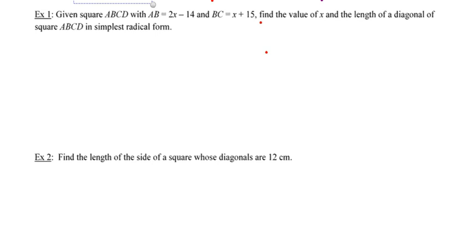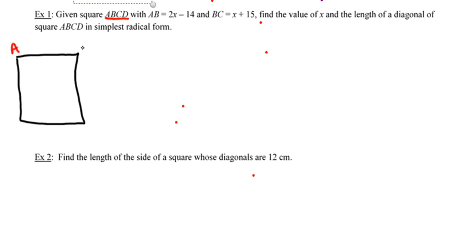All right, so I'm going to go ahead and set up my picture. And recall that when you label the vertices of this picture, you either have to go around in clockwise or counterclockwise order. I'm going to go around and label the vertices clockwise. So side AB was 2x subtract 14, and side BC was x plus 15. So in order to solve for x, you're going to need to remember that in the square, the lengths of all the sides are equal. So all four of these sides have the same measure.